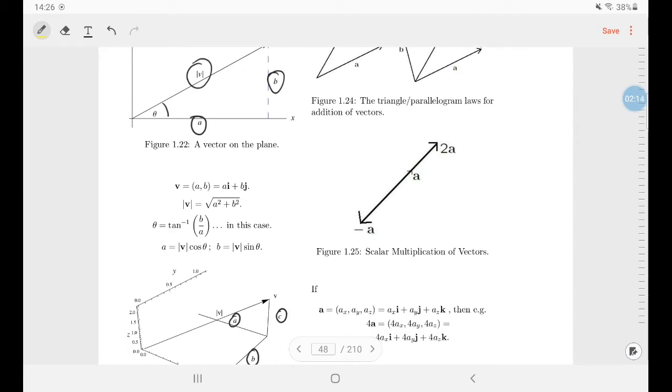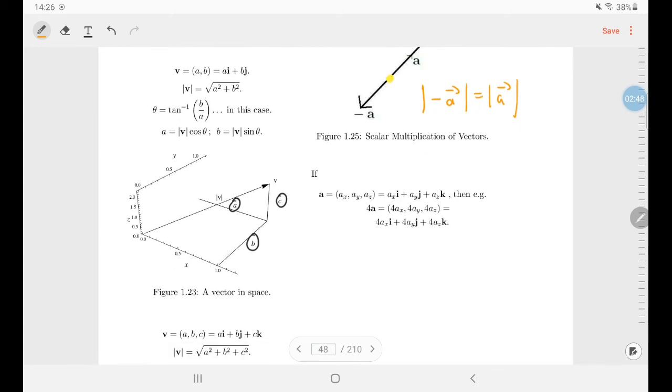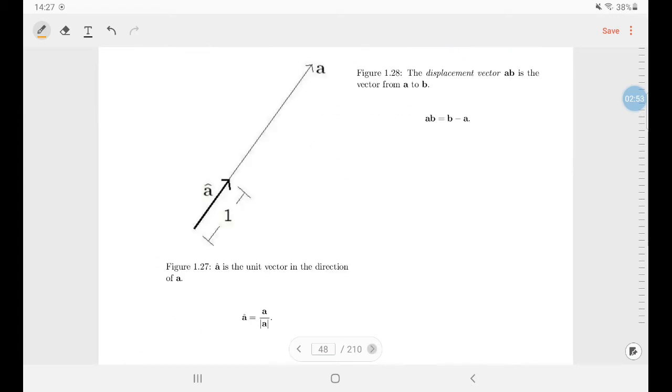Scalar multiplication. I think what's missing here is the origin. If you have a vector A and you multiply it by a positive scalar bigger than 1, you get a longer vector in the same direction. If you multiply by a negative scalar, for example -1, the length of minus A is the same as the length of A, but it's in the opposite direction. This is just saying how you do scalar multiplication: you multiply all the components by the scalar.